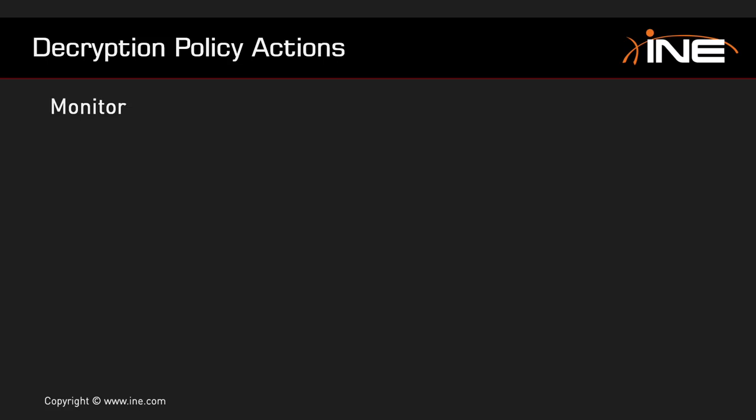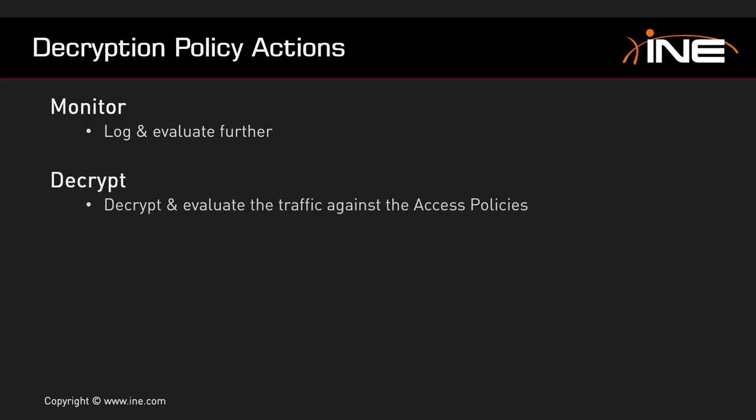In terms of the decryption actions we can use in the policies, we can say we want to monitor, which is just to log, but without stopping the evaluation, without using other entries, other components of the policy. Same as with access policies, this is an intermediary action. For the decryption, you would have to choose the decrypt action. This is, of course, a final action, same as all other actions available in the decryption policies. This one tells WSA to decrypt the communication and then evaluate clear text HTTP against our access policies.